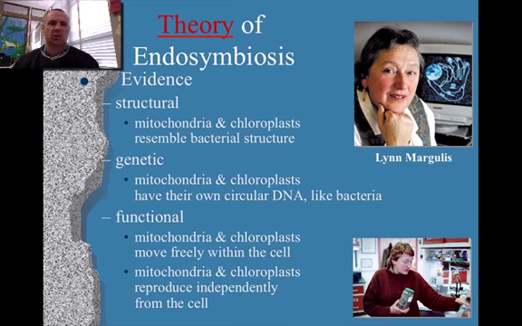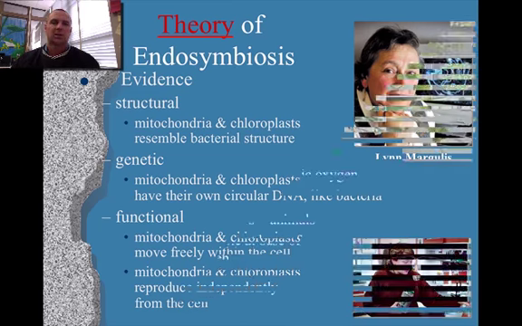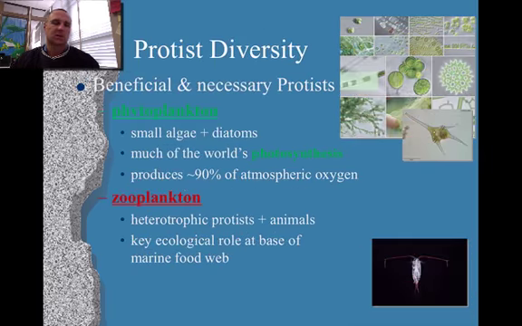Structurally, the mitochondria and chloroplast, if you remember, resemble bacteria in structure. Genetically, mitochondria and chloroplast have their own DNA, and it's circular, just like prokaryotes. And functionally, mitochondria and chloroplast actually reproduce independently of the cell, so they can do their own reproduction, and they can move freely within the cell itself. So just remember the endosymbiontic theory.